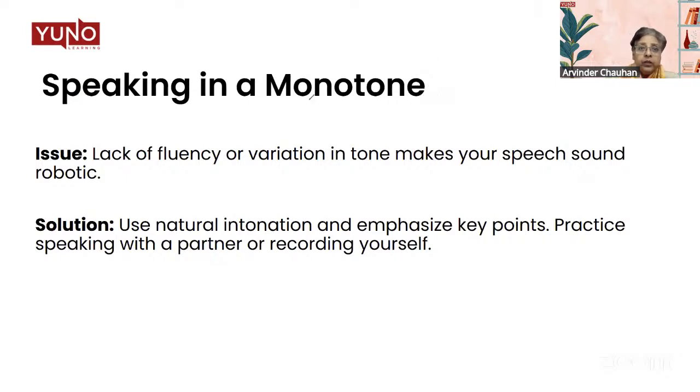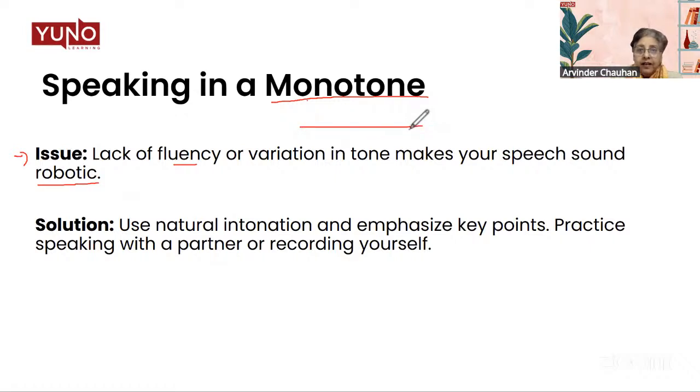Okay, again, we are talking about speaking, and speaking in a monotone. So what is the issue over here? Lack of fluency or variation in tone makes your speech sound robotic. What's a monotone? You're speaking in a straight line like this.